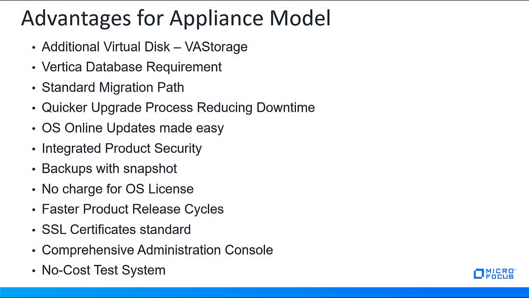Advantages for the appliance model. An additional virtual disk is required for an appliance, and we refer to that as VA storage. If you're looking into the Vertica database, an appliance is required there as well. You cannot load it on an OS. Appliances have standard migration paths, which makes for quicker upgrade processes, reducing the downtime.